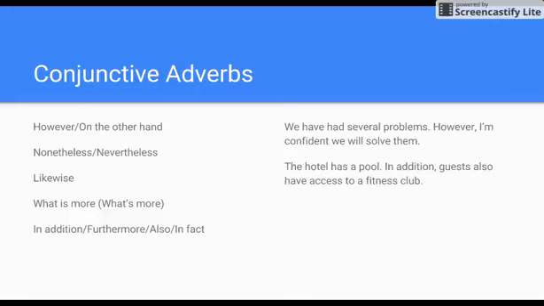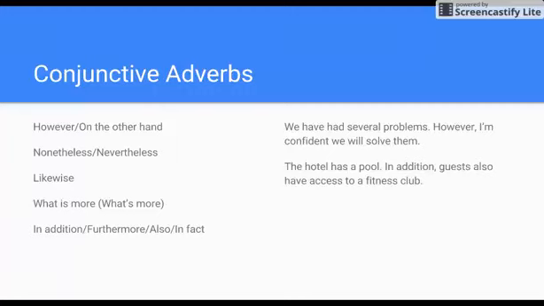Let's look at the next sentence. The hotel has a pool, period. In addition, comma, guests also have access to a fitness club. We could have used and. We could have said, the hotel has a pool, comma, and guests also have access to a fitness club. It's kind of the same idea, but this gives us some options, right? When you're writing an essay, you need to have a lot of different options to use. You don't want to use the same structures over and over again. So here are some examples that you can use.